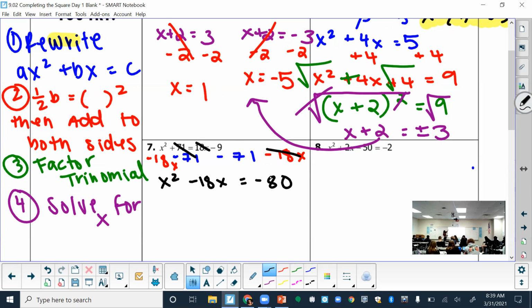All right? So that's the first step. We just rewrote it, and yeah, it took a little longer, but that's because it just wasn't in the right order to begin with, right? So that's why it took longer.